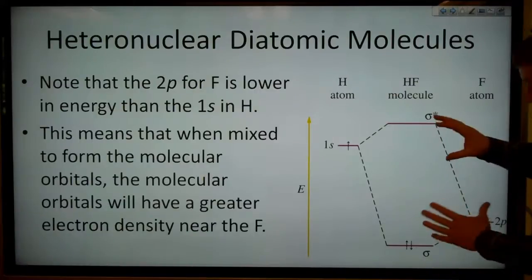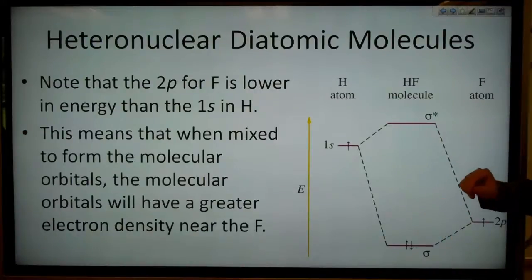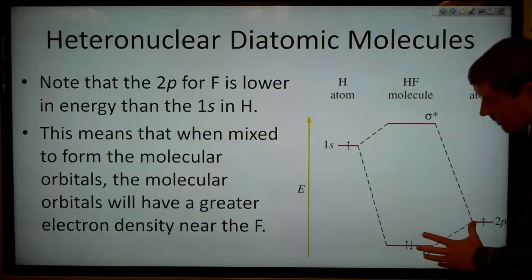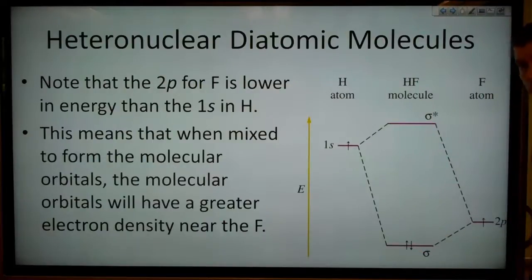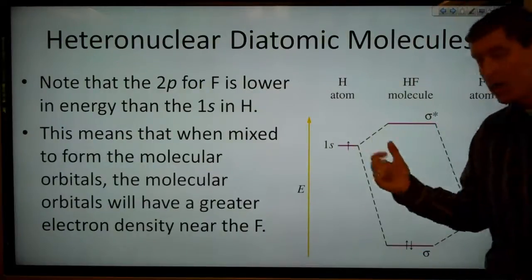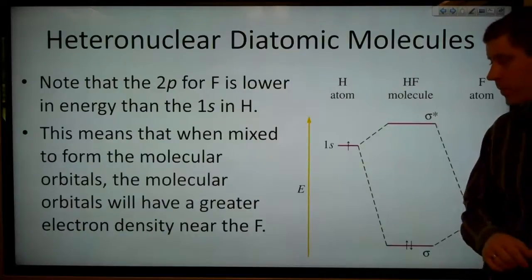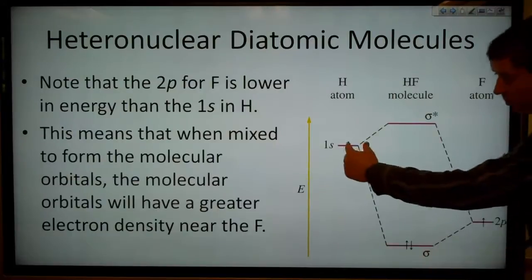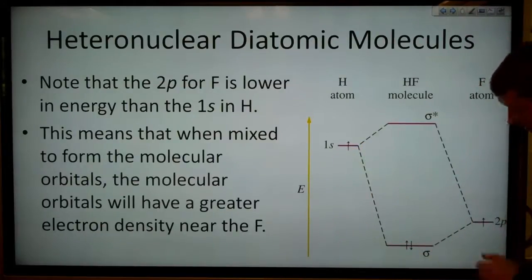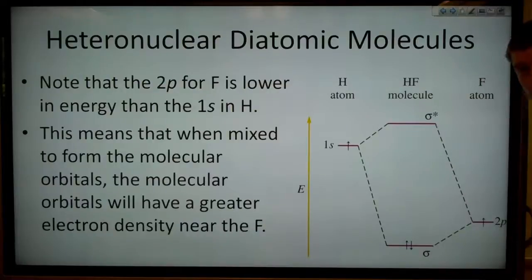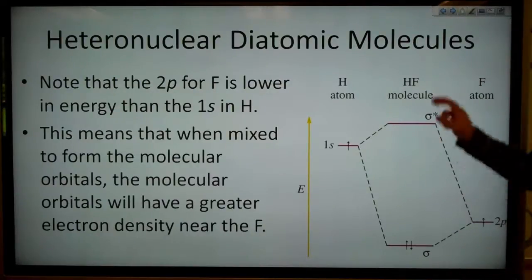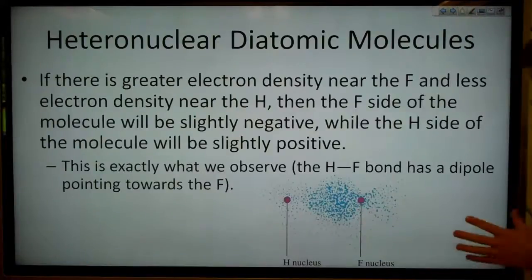This means that when we mix the two together, one of the molecular orbitals will have a greater electron density near the fluorine, and the other one, the antibonding orbital, will have a greater electron density near the hydrogen. Of course, the one near the fluorine will be more energetically favorable. So if we move the electrons down, that's where the electrons are going to want to reside, closer to the fluorine.